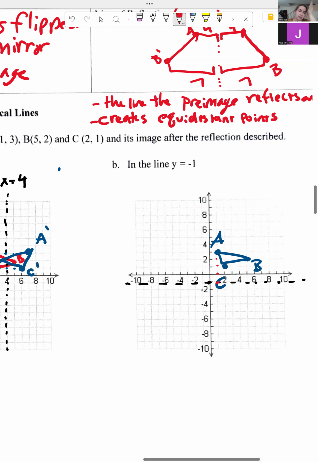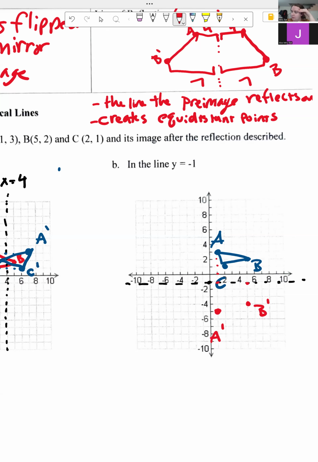Make sure you're paying attention to the line of reflection, not the x-axis that we just passed over. Okay, 4 away from there, so then we're gonna go 4 away further from the line. So 1, 2, 3, 4. Land us right here. We're gonna label that A prime. B is 1, 2, 3 away from the line, so we're gonna go 3 more. 1, 2, 3. That's gonna be B prime.